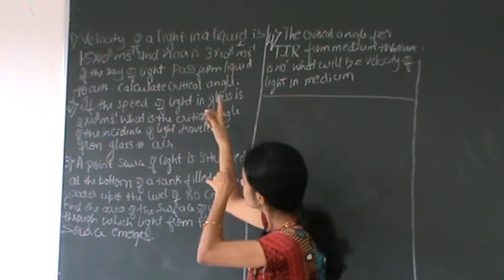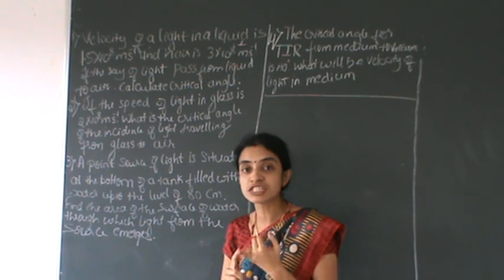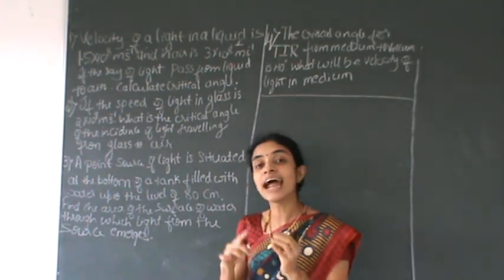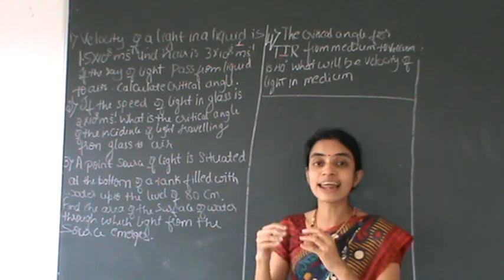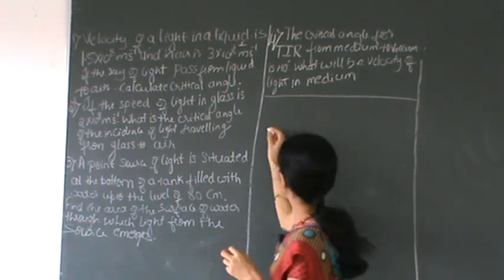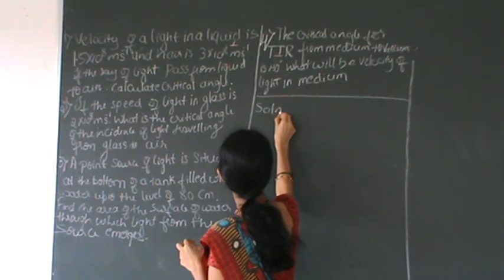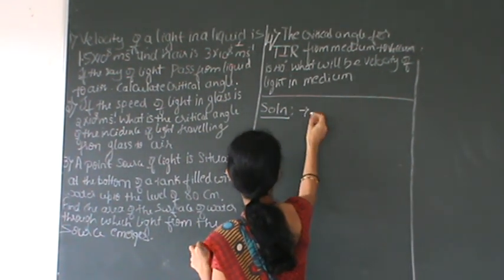But what is the given thing? The velocity of light in a liquid is given, and the velocity of light with respect to air is also given. We know that. Okay, let's see the solution of the first problem.